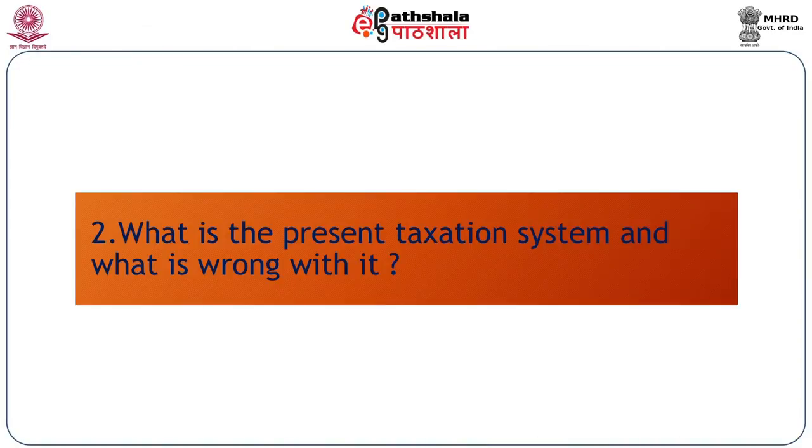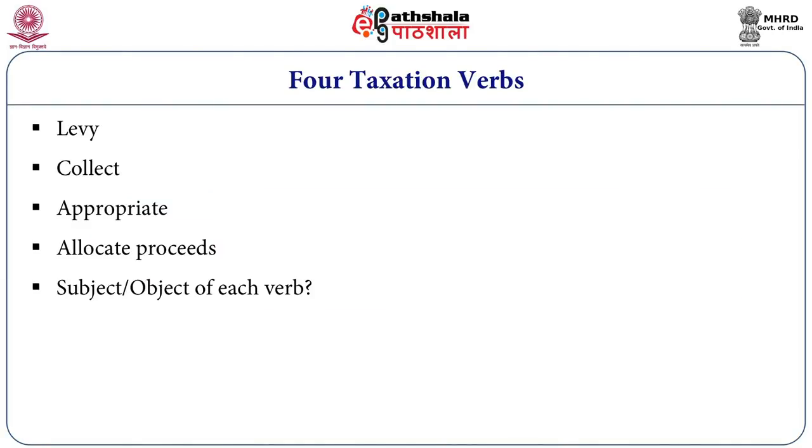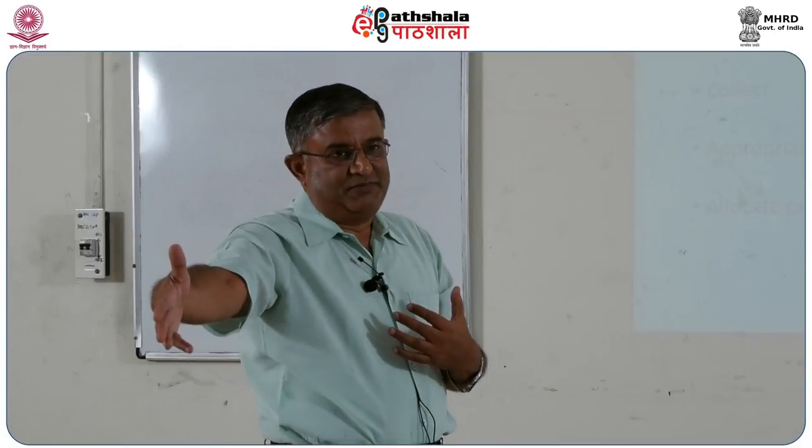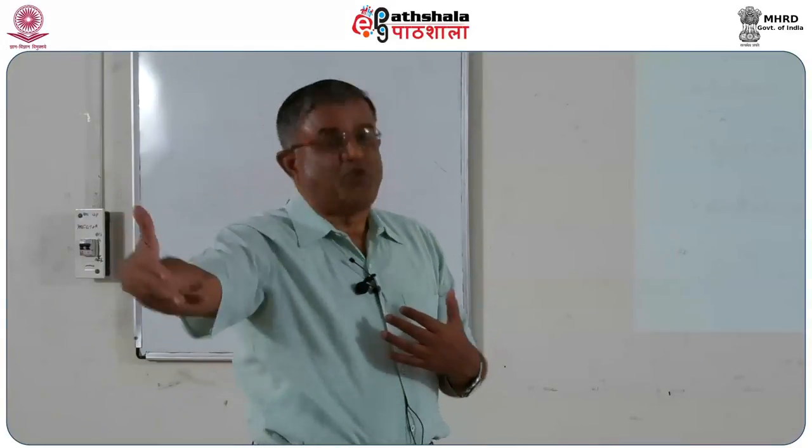I was trying to tell you what is wrong with the present taxation system. Before I say that, I must define four verbs: levy, collect, appropriate, allocate proceeds. Levy means you are talking of the charging section. Levy means the law which gives you the right to levy the tax. Collect means who actually collects. Appropriate means I collect, but I may collect on his behalf, so I have to appropriate to him.